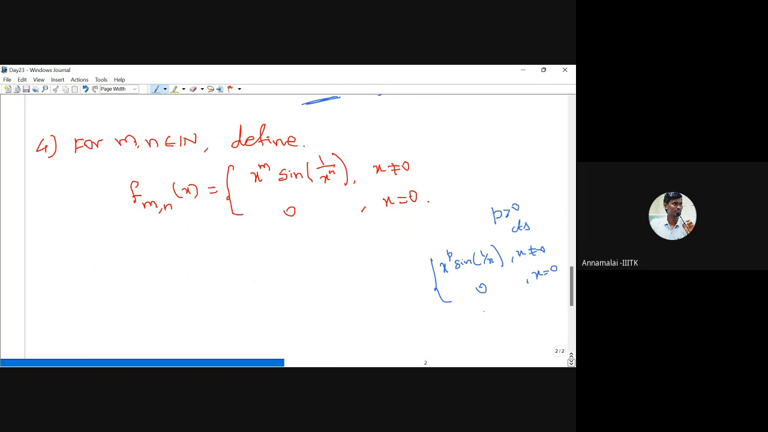What is the condition on p? Greater than 1, sir. Yeah, very good. So if p is greater than 1, this function is differentiable.